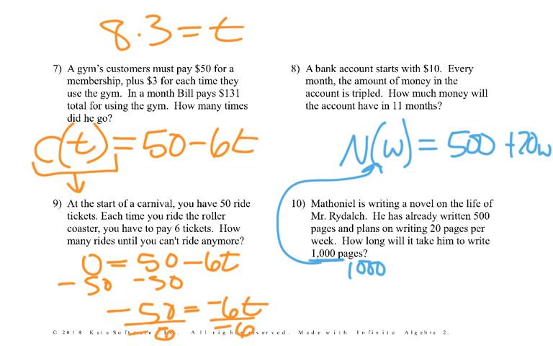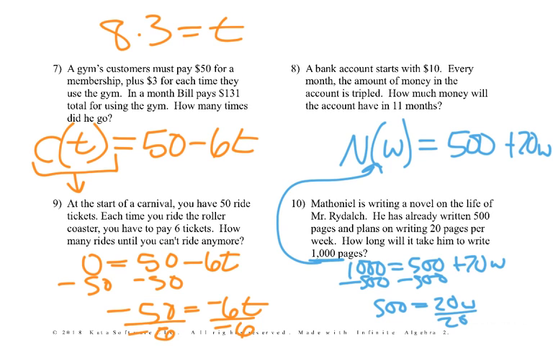So we'd go 1,000 equals 500 plus 20 times W, subtract 500, would give us 500 equals 20W, divide by 20, that would cancel. 50 divided by 2 would give us 25 weeks. So in 25 weeks, he would have at least written.